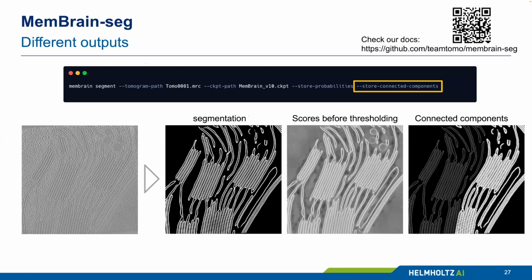And if you choose the store connected components flag, then maybe this is not the best example because here in these thylakoids everything is kind of connected. But yeah, ideally, you will get a different integer assigned to these different membranes. So, for example, if you have a lot of vesicles floating around or something like that, then each of these vesicles ideally will get a different integer assigned to them.